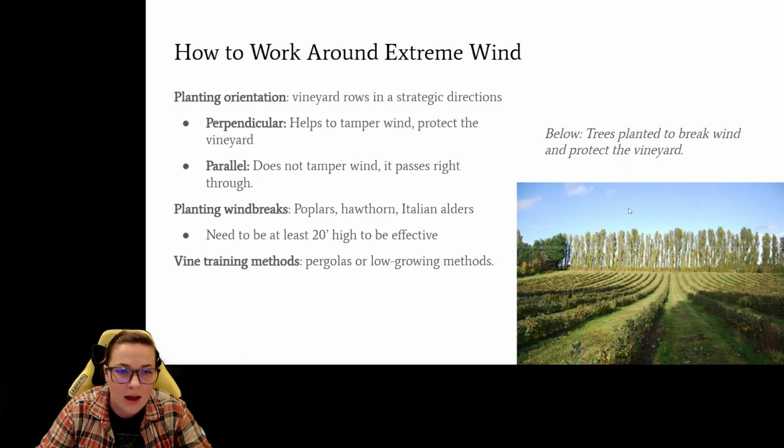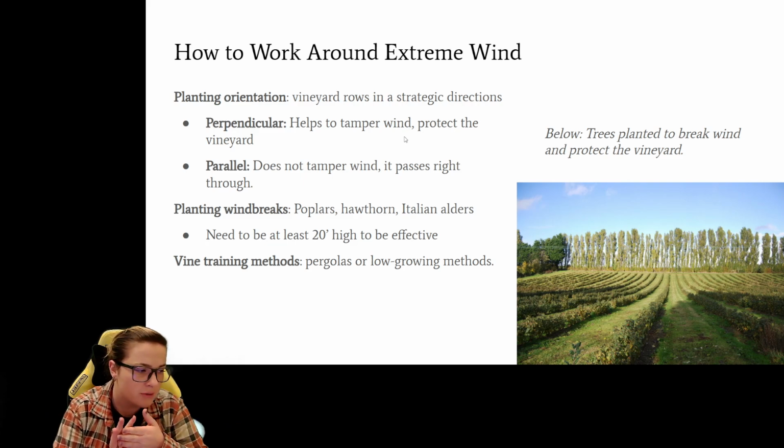So how do viticulturists work around extreme wind conditions, right? So one could be the planting orientation of your vineyard. So you could have your vineyard rows in strategic directions. If you're going to plant your vineyard perpendicular to the wind, it will help a lot to temper that. I mean, the first couple of rows are going to get banged up from that extreme wind, but they're going to take the brunt force to protect the rest of that block, right?